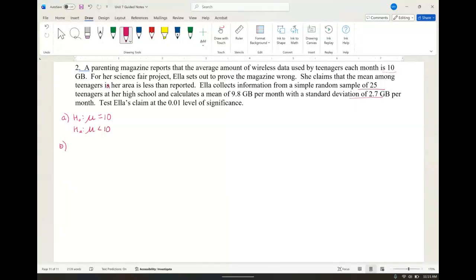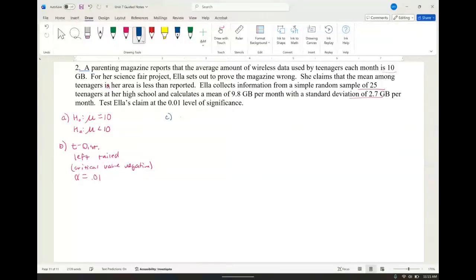All right, so we're using the student's T distribution, since we know the sample standard deviation. This is a left-tailed test. So remember, we will need to make that critical value negative when we draw our rejection region. Level of significance is 0.01.